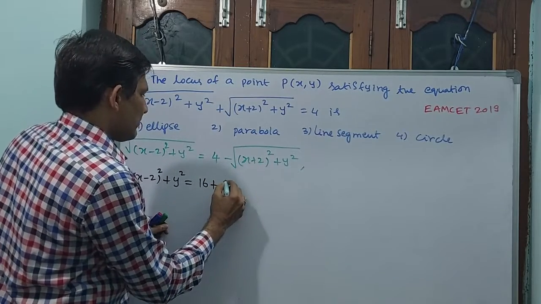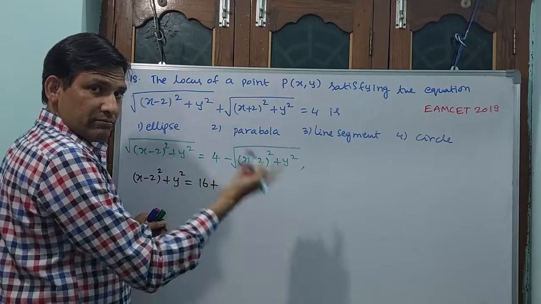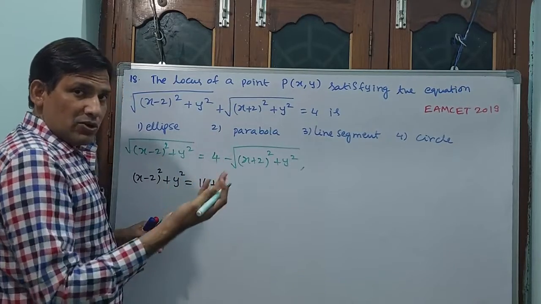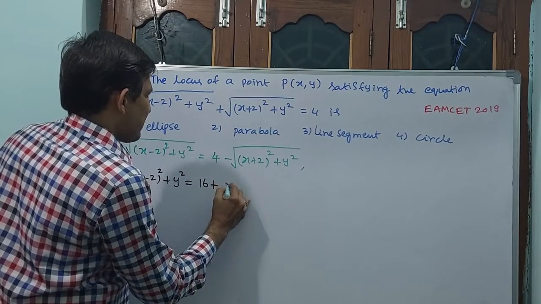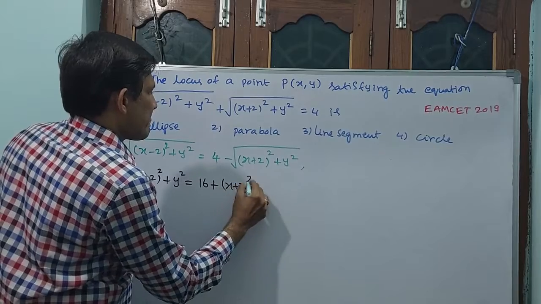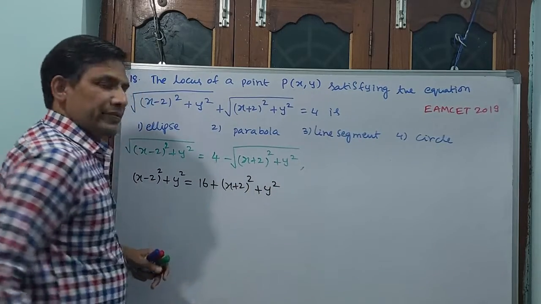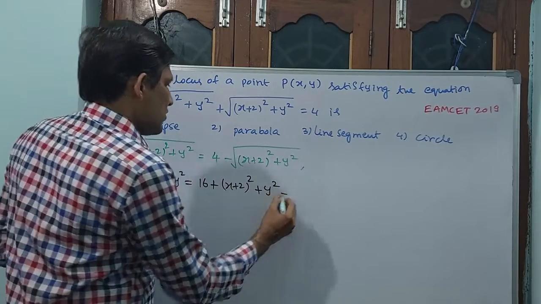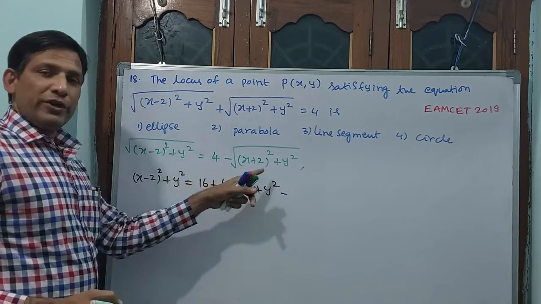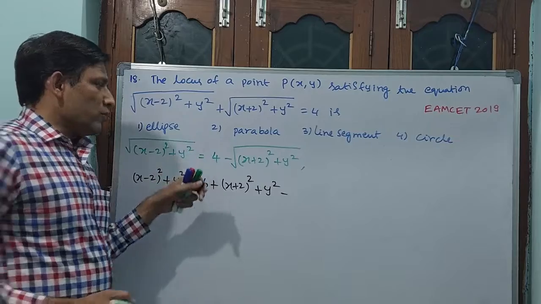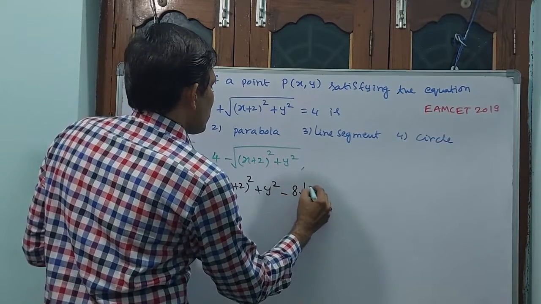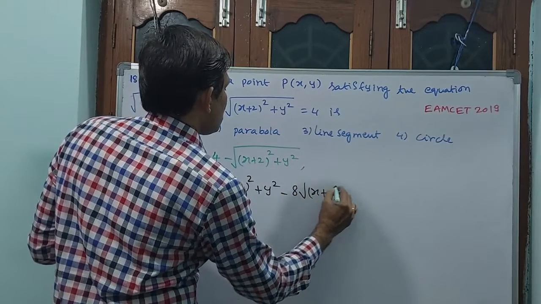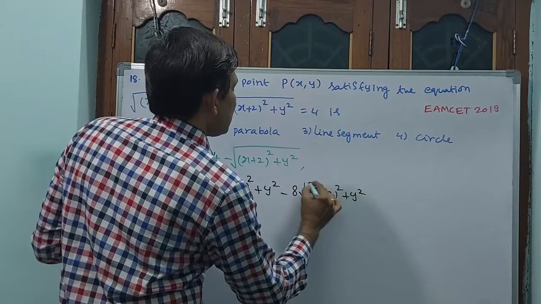Same thing will come. Minus is going to disappear. Why? Because a square plus b square is x plus 2 whole square plus y square. But now minus 2ab will come, okay? 2ab is 2 into 4 into this root, 2 into 4 is 8. So 8 times the square root of x plus 2 whole square plus y square will come.